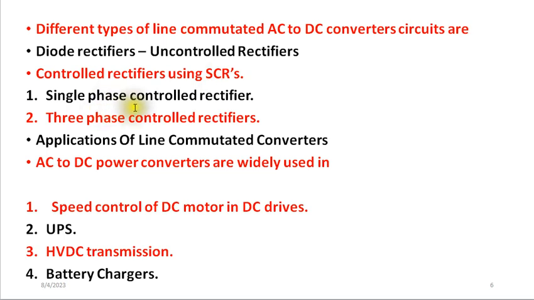And they can be single-phase controlled rectifier, and they can be three-phase controlled rectifier. That is the SCR version. And these AC to DC converters have applications in different areas. The first one, they are used in speed control of DC motor in DC drives. They are used in UPS, that is uninterruptible power supplies, and they are used in high voltage DC transmission. They are used in battery chargers. At least these are the major areas of applications.